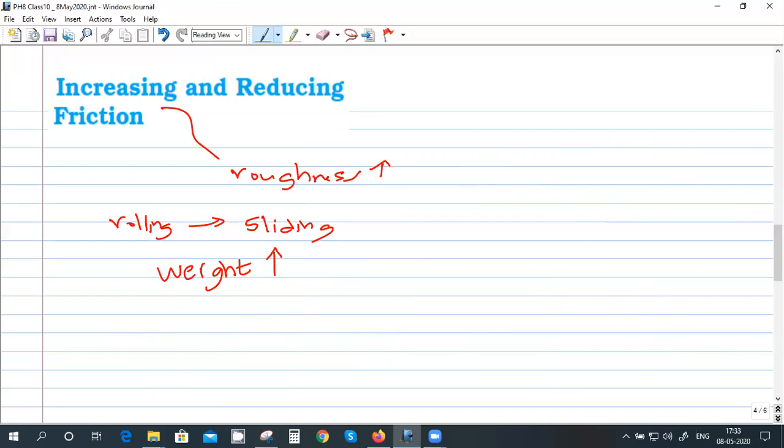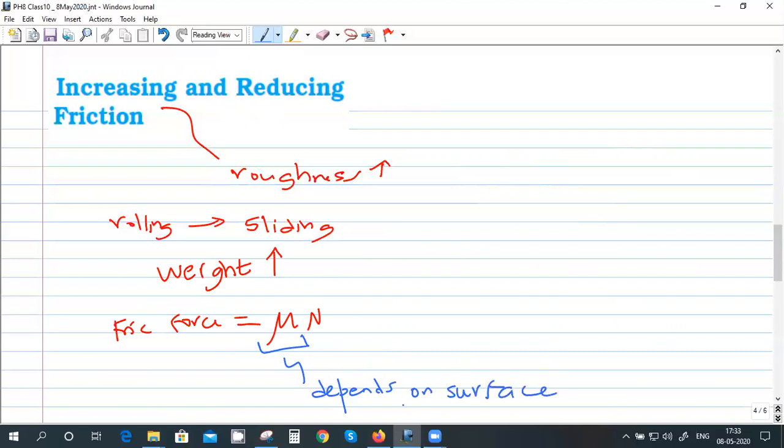Friction force will increase. Friction force is given as mu into normal reaction. Okay. What is mu? Any idea? It's a constant. Depends on the surface. Okay. And N is the normal reaction.